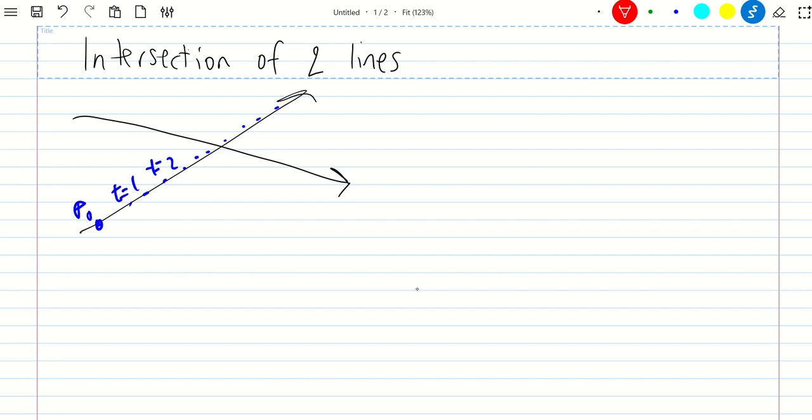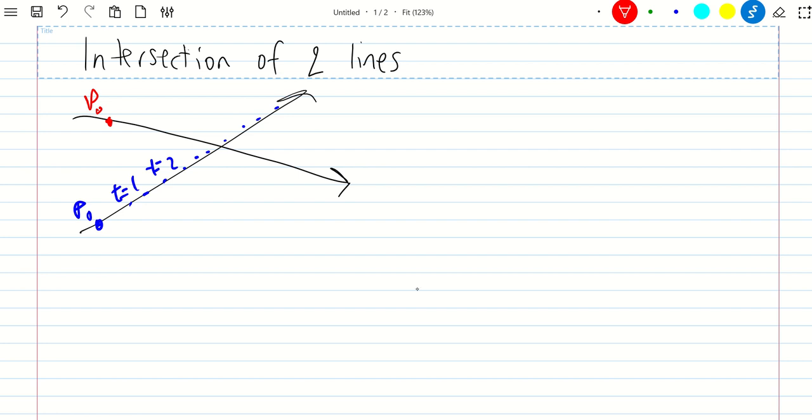And similarly with the other line, it's not going to be called P naught, but you'll have some other version of P naught there. And as t increases, it will go along the line as well. So what we're trying to find is a value where those two x, y, z components are equal to each other.